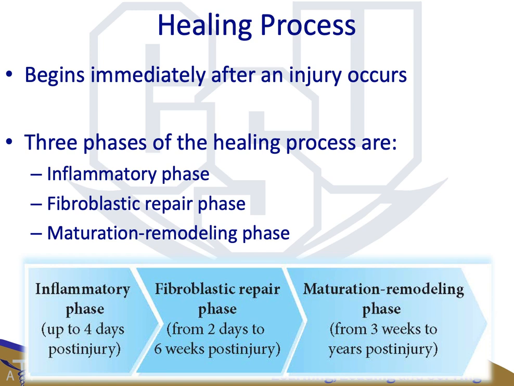There are 3 phases of the healing process. This includes the inflammatory phase, the fibroblastic repair phase, and the maturation remodeling phase. These 3 phases, as the diagram at the bottom of the slide shows, are on a continuum. The completion of each of these phases, from the left-hand side of the inflammatory phase to the right-hand side of the maturation remodeling phase, is imperative for the tissue to heal properly and for the person to then continue on with the healing process. Let's look at these in a little bit more depth.